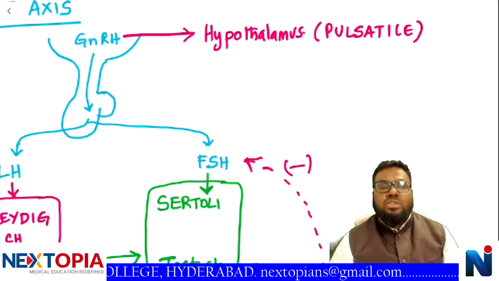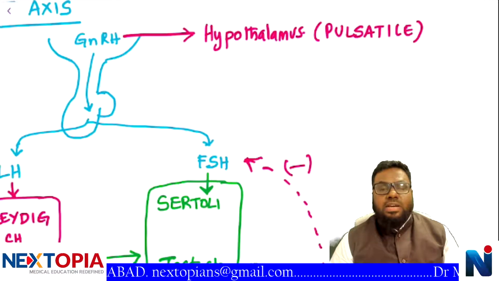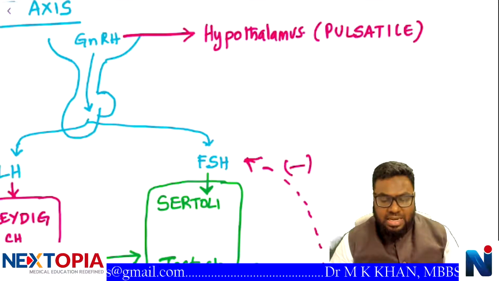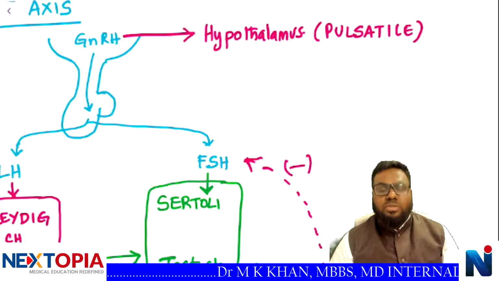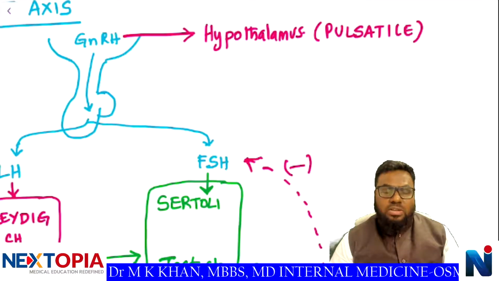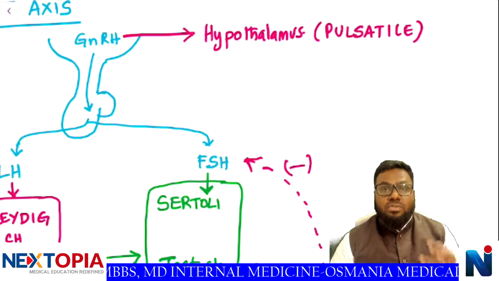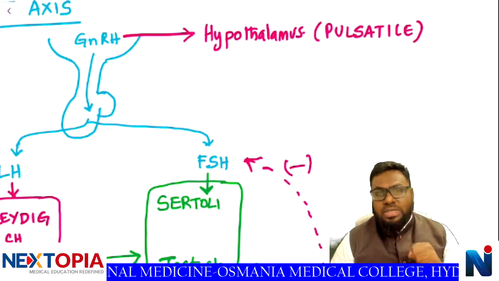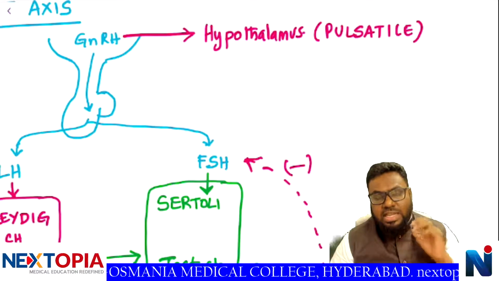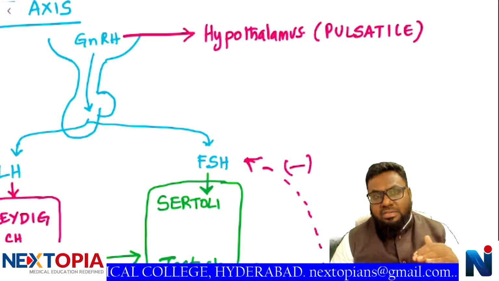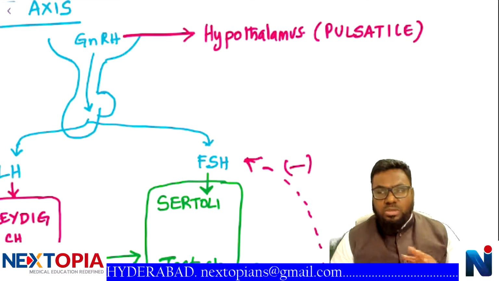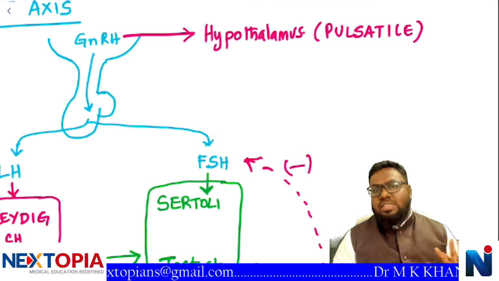Why is it pulsatile? To prevent the down regulation of receptors in the pituitary gland. So it is a method of controlling the pituitary gland. Imagine if GnRH is continuously maintained at one single level, then there is no stimulus for the pituitary gland to secrete LH and FSH.